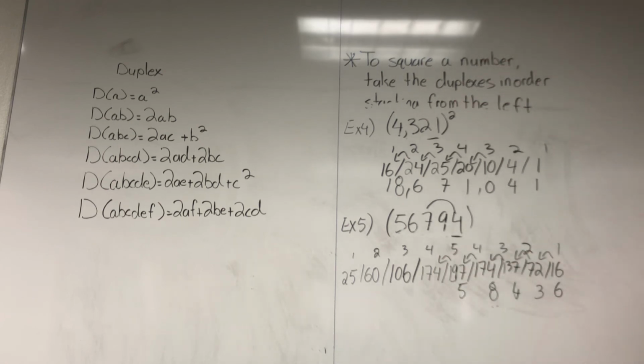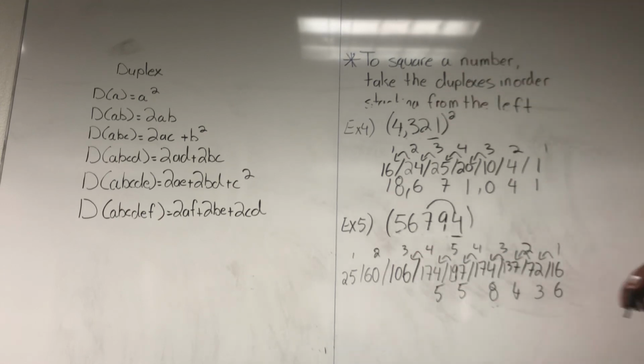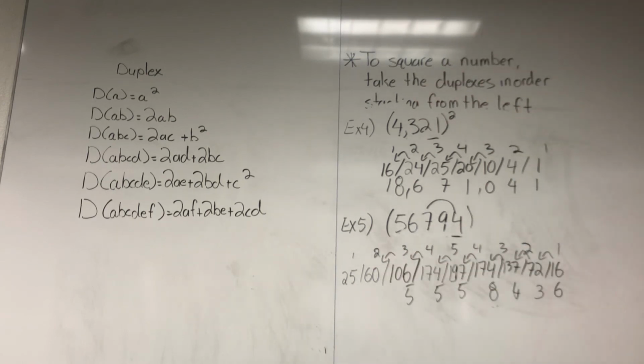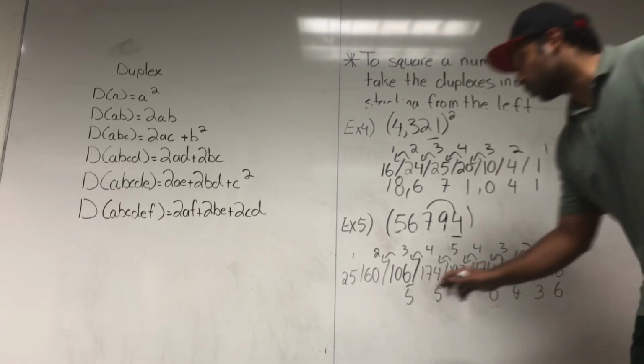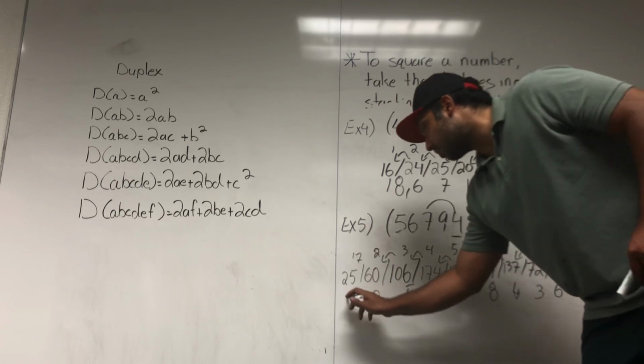What's 174 plus 21? That's 195. So I write down 5, carry the 19. What's 106 plus 19? It's 125. So I write down 5, carry the 12. What's 60 plus 12? That's 72. So I write down 2, carry the 7. 25 plus 7 is 32.